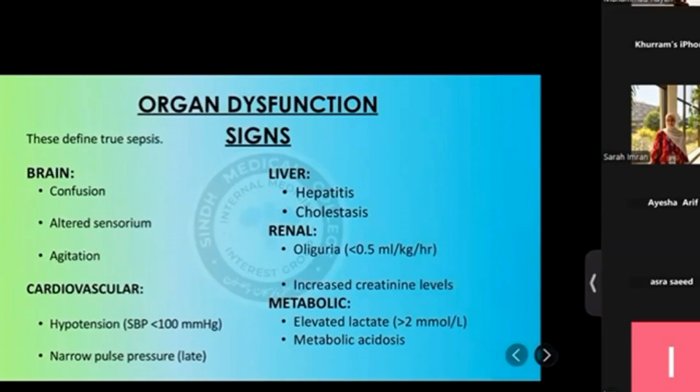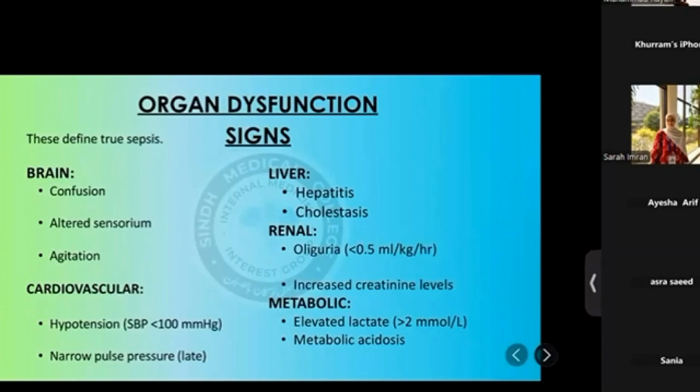And then come the other organs, which include the liver: hepatitis and cholestasis. This will not be seen evidently until you have jaundice. In case you have jaundice, you can consider that dysfunction of the liver is now taking place. It can be because of hepatitis, it can be because of cholestasis, and then there is a very important thing, which is renal dysfunction.